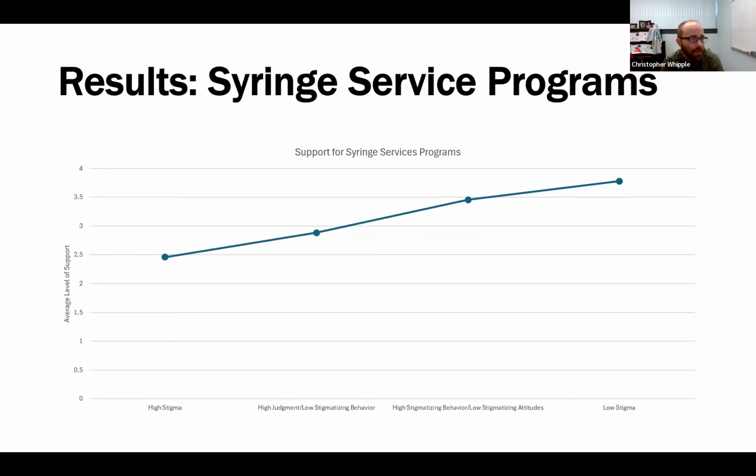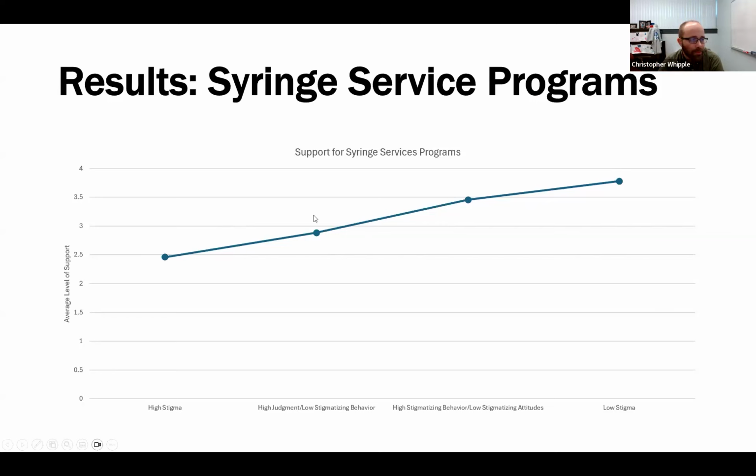This is for support for syringe services programs. You see kind of the same level of support. People are more supportive of this than the overdose prevention centers. But you see here low stigma is the most supportive, high stigma is the least supportive, with the other two in the middle.